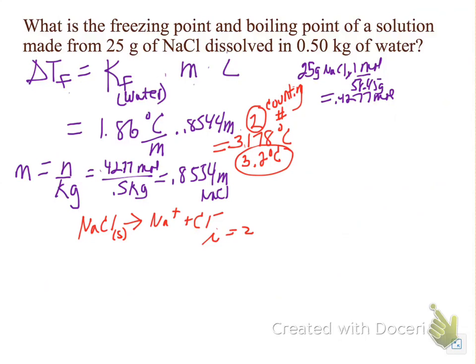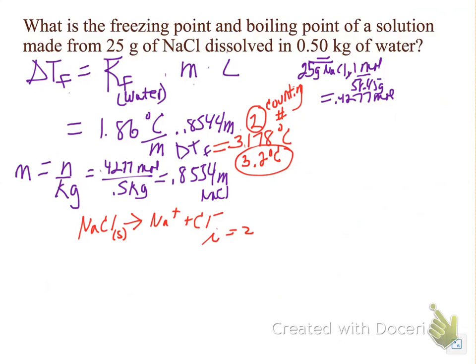Now, if you look at it from sig figs, you might say, because I is 2, that's only 1 sig fig, but that's a counting number. It has an infinite number of sig figs. So we are limited to 2 sig figs by the 2 givens that we have, 0.5 kilograms and 25 grams. So we're going to go with 2 sig figs of 3.2 degrees C. So that is the change in temperature at freezing.